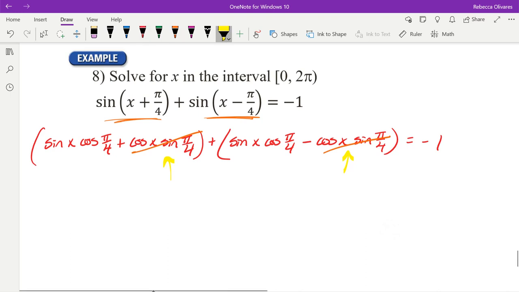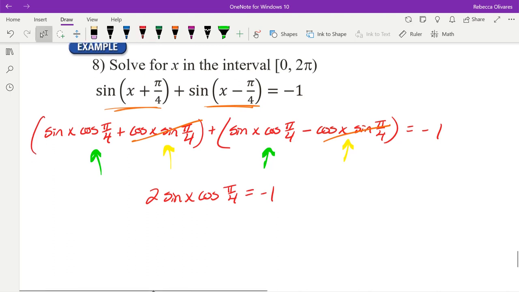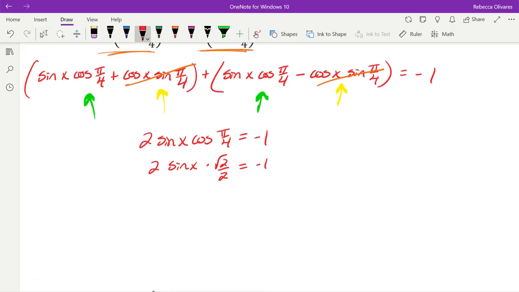And then when we look at the other terms we have remaining, we have sine of X cosine of pi over 4 and another one that's identical. So that means we have 2 of them. So let's write down 2 sine X cosine of pi over 4 equals negative 1. Remember, we're trying to solve for X, so we need to isolate the X. Cosine of pi over 4, well, we know what that is, so we'll call that 2 sine of X times the square root of 2 over 2 equals negative 1. Well, the 2's reduce to 1, so now I have sine of X times the square root of 2 is equal to negative 1.